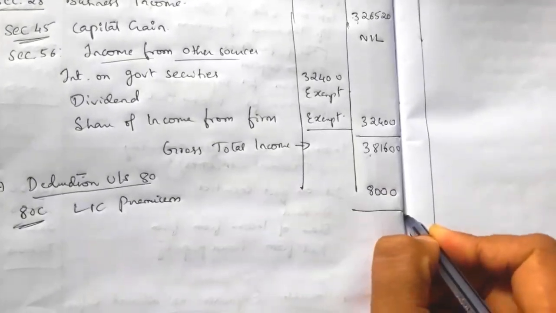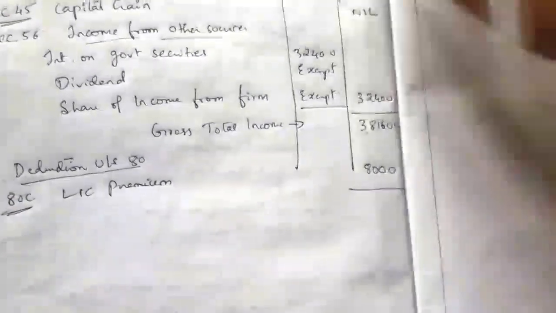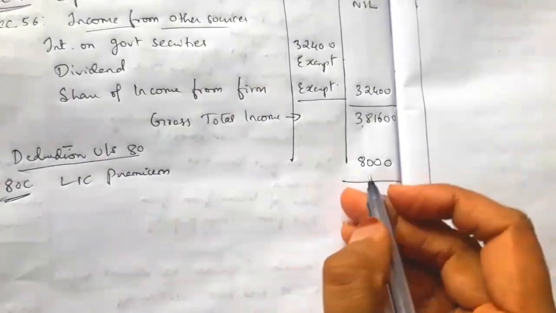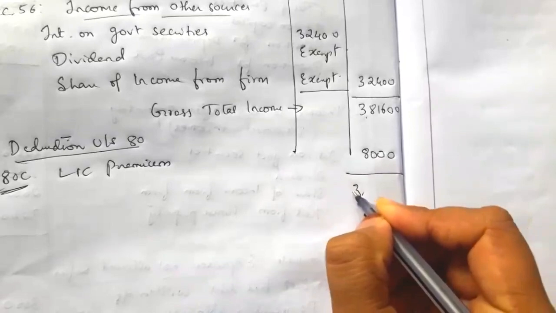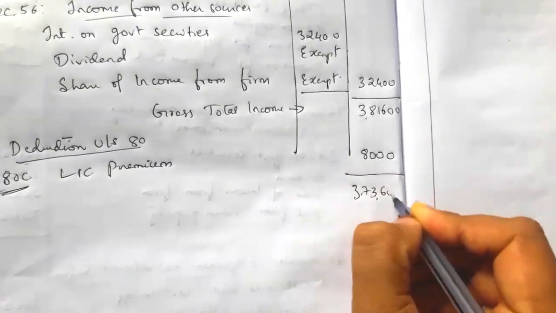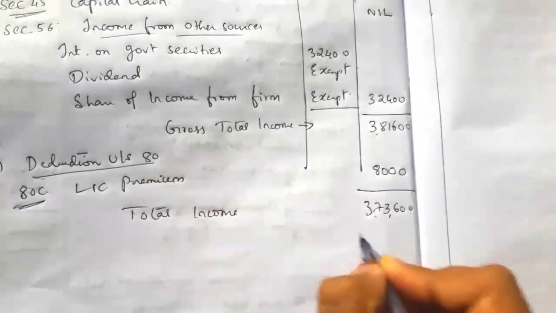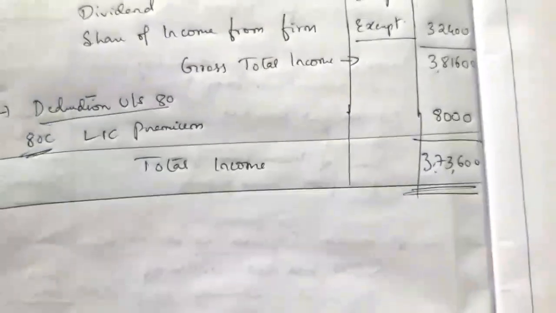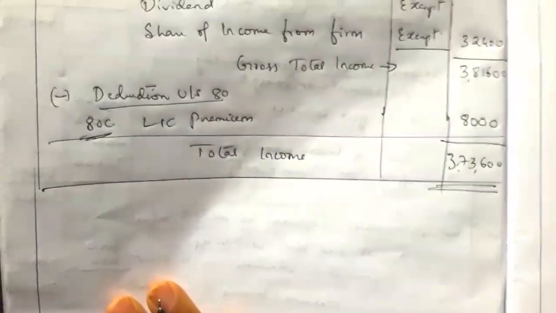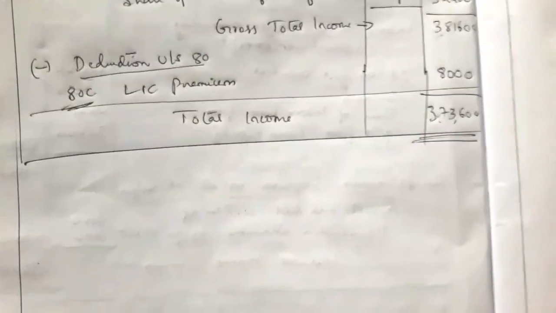Now after deducting this 80C deduction, we arrive at the total income: 3,81,600 minus 8,000 is equal to 3,73,600. This is the total income, and on this total income he has to pay the tax. His total income exceeds 2,50,000, so he has to file the income tax return, which is mandatory as his income exceeds rupees 2,50,000.